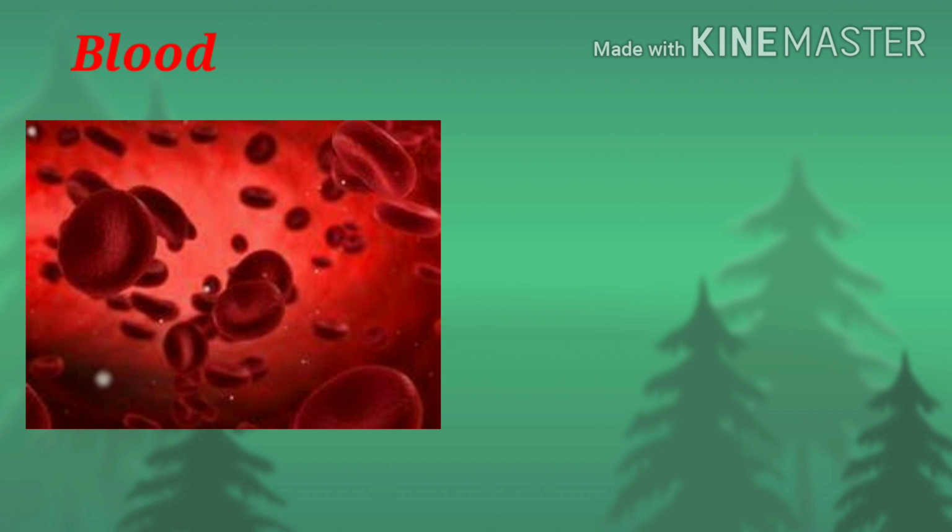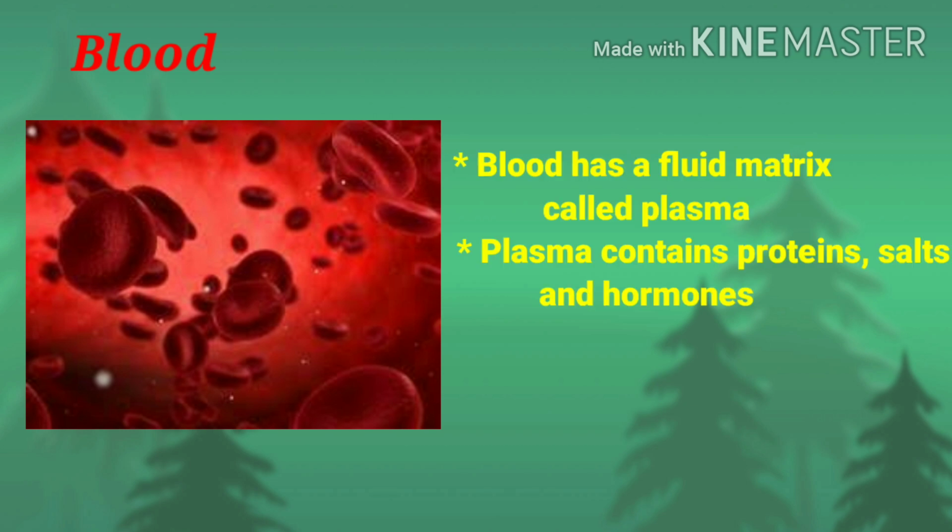You already learned about the blood, right? In your 7th standard, you learned what blood is and which are the blood cells. Yes, you know that blood also has a matrix. Blood has a fluid matrix. That fluid matrix of blood is called plasma. Plasma is the fluid part of blood.